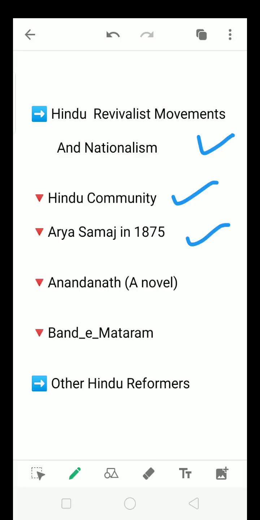Anandamath, the Abbey of Bliss, is a very famous novel written by Bankim Chandra. It preached an anti-Muslim sentiment and was not liked by the Muslims. It contained a very famous anthem, Bande Mataram.